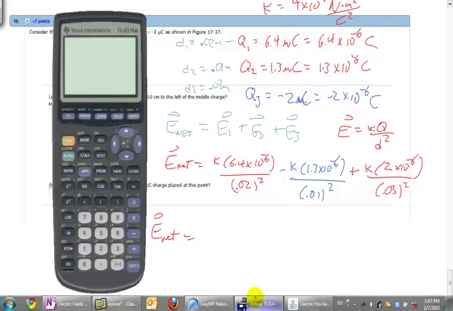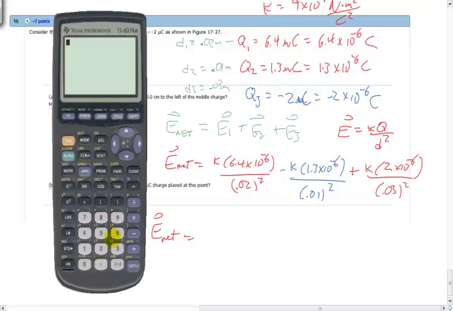So anyway, let's plug and chug now. I first take 6.4 times 10 to the negative 6, and divide that by 0.02 squared. I'm going to subtract from that 1.3 times 10 to the negative 6, divided by 0.01 squared. I'm going to add to that 2 times 10 to the negative 6, divided by 0.03 squared.